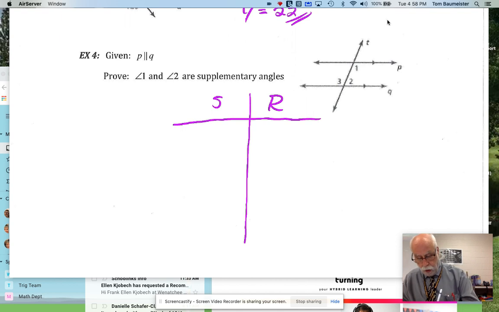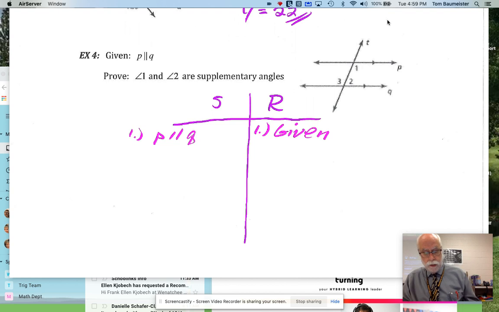So remember, I told you always, the first reason is always going to be given. So we have P is parallel to Q. And our reason is given. All right. Now I want you to think of a plan here. So they want us to show that angle 1 and angle 2 are supplementary. So we're trying to prove that they are C angles, which we know are supplementary. But again, we know that these two are parallel. So you have to look at other things here.